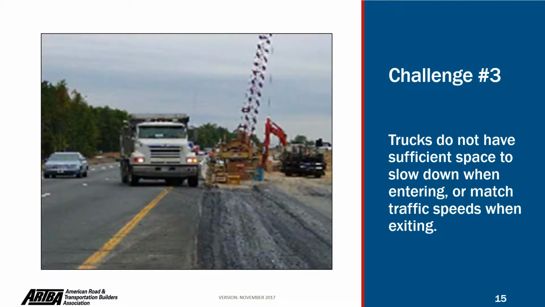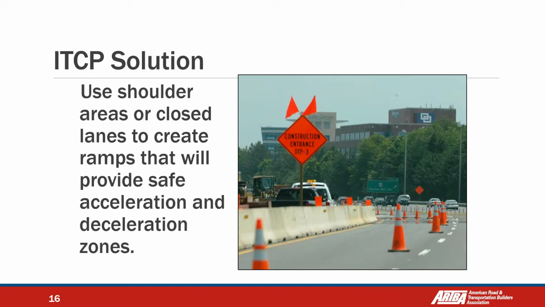And when we design how we are going to create a work zone, an internal traffic control plan, we need to think about these problems, providing a deceleration area, for example. This is the solution that the internal traffic control plan recommends for this case. Use shoulder areas or closed lanes to create ramps that will provide safe acceleration and deceleration zones. Okay, provide these areas because, as I told you, stopping a vehicle doesn't happen immediately.